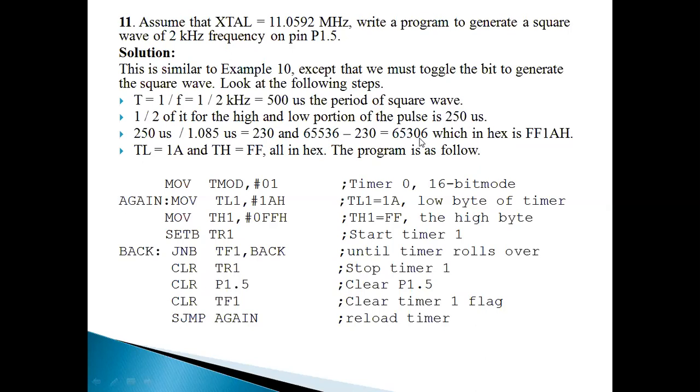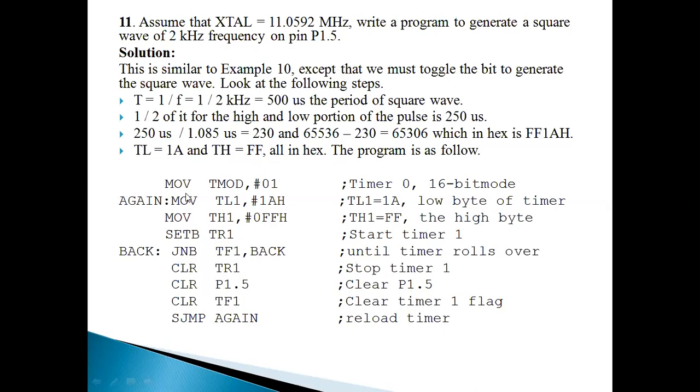Now we have to convert this value into hex. So the number of counts is now equivalent to FF1AH. We have to move the higher byte into TH and the lower byte into TL. So TL will be equal to 1AH and TH will be equal to FFH, all in hex.